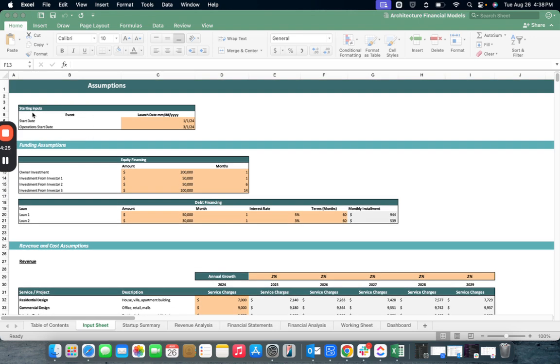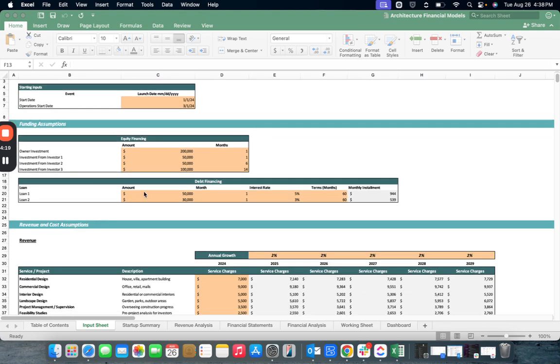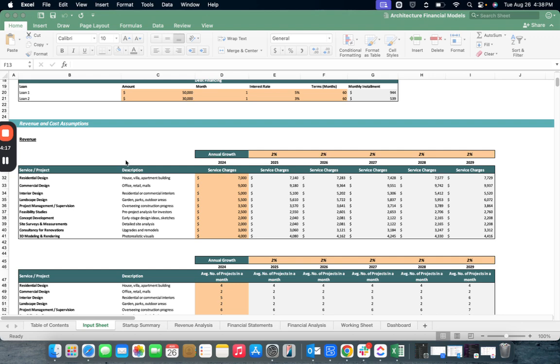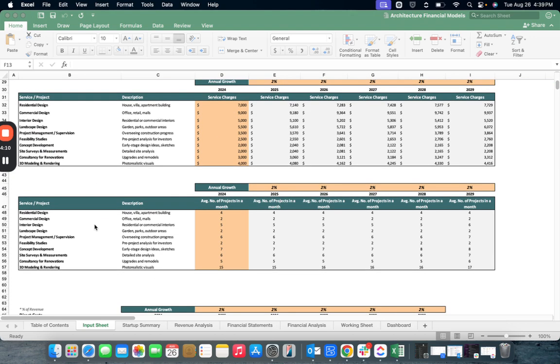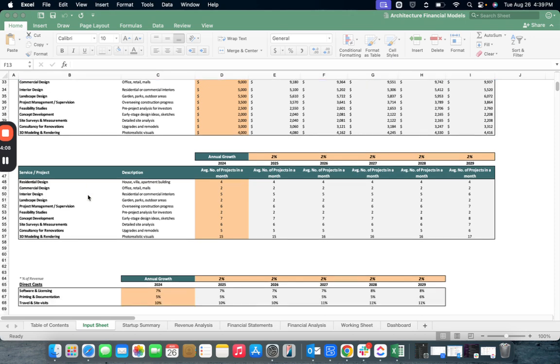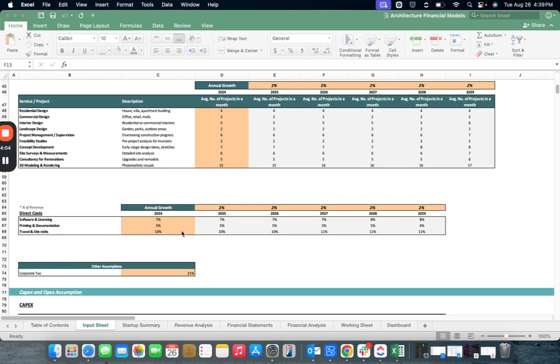Starting from the starting inputs, then we have funding assumptions like owner investments and investment from the investors. Then we have debt financing. Then we have revenue assumptions like service-wise along with their description and service charges. And then we have annual growth on the average number of projects in months, and then we have some direct costs.